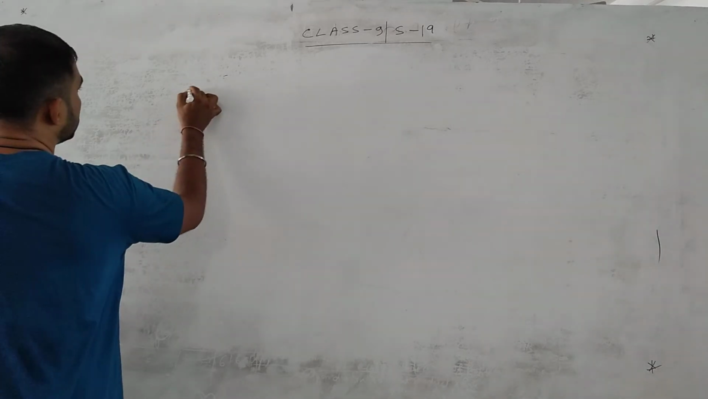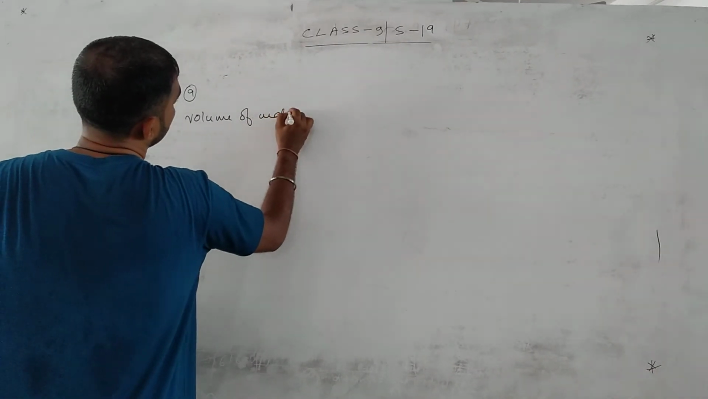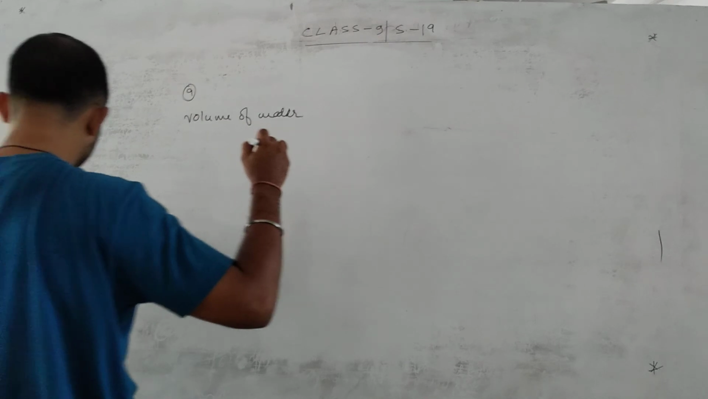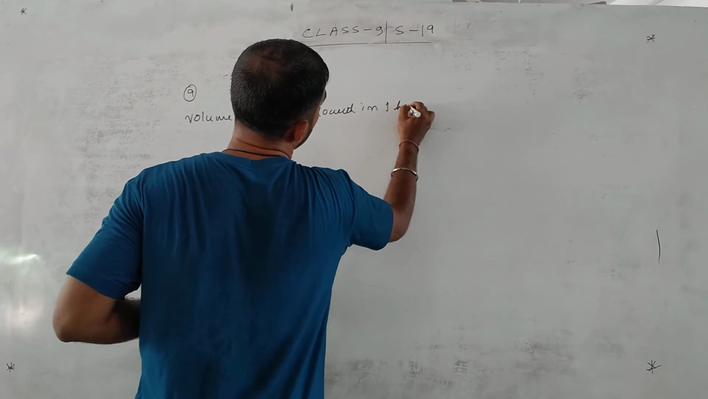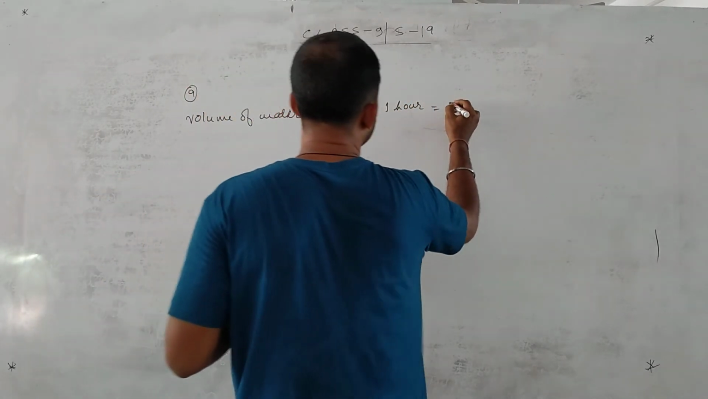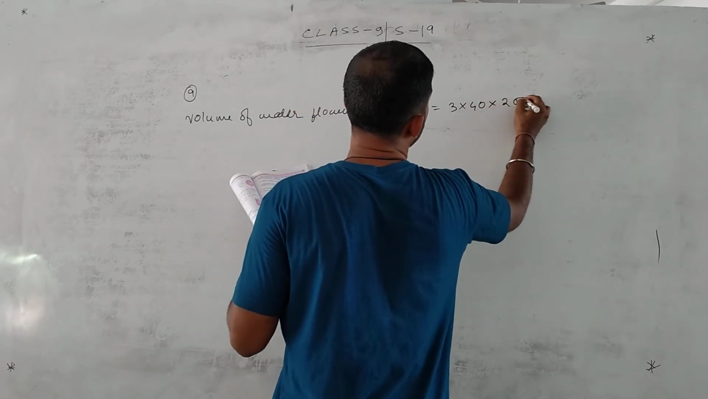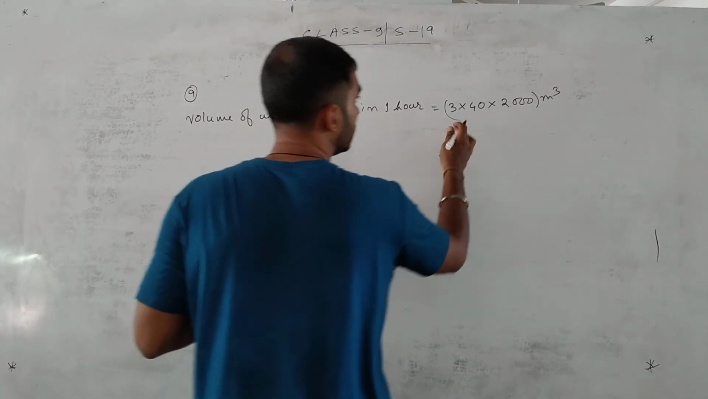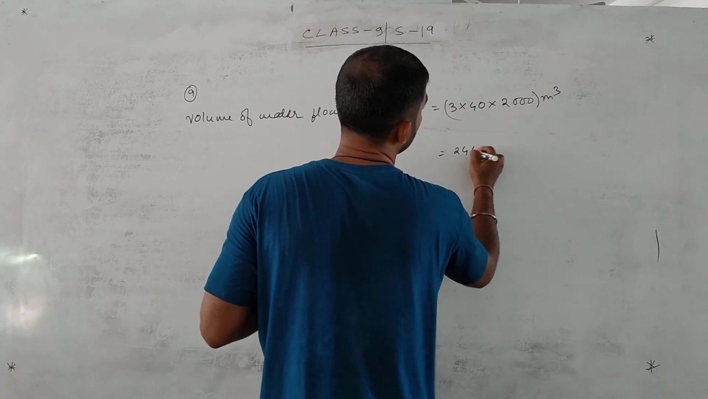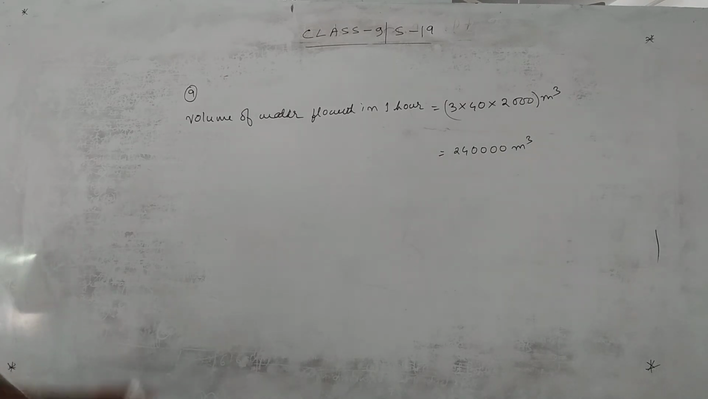Okay, so now question number 9. Volume of water flowed in 1 hour equals 3 into 40 into 2000 cubic meters. So how much? 240,000 cubic meters of water flowed into the sea in 1 hour.